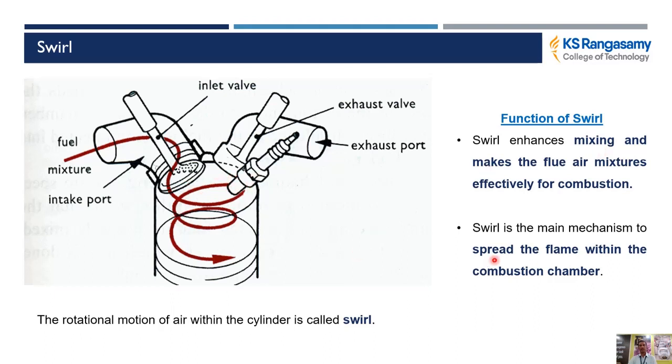Another need for the swirling motion is when the flame is started: because of the swirling motion of the air, the flame can travel to all areas of the combustion chamber, so within a shorter duration the complete combustion takes place. We will get high thermal efficiency, high power output and low exhaust emission. So the swirling of air is a very important parameter when designing the combustion chamber.